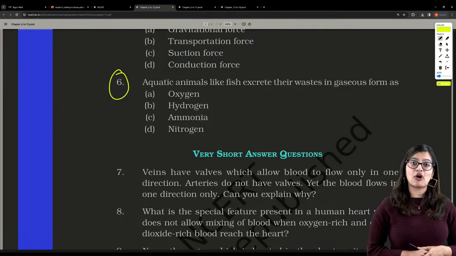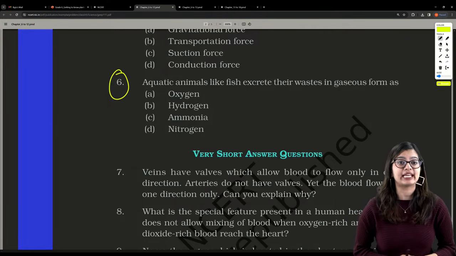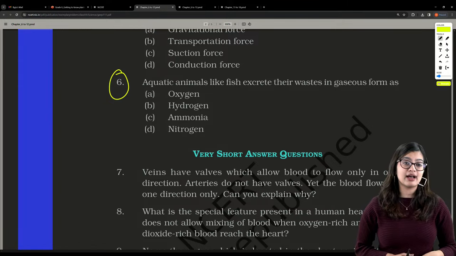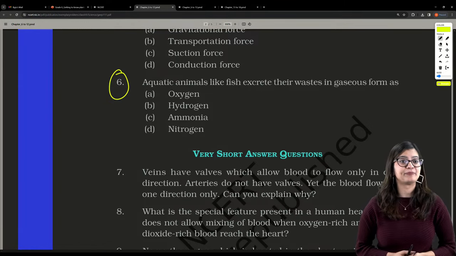Exemplar problems are important because they will ask you in the examination. Where do you find them? On the NCERT website.